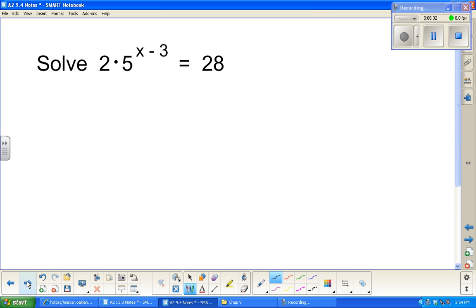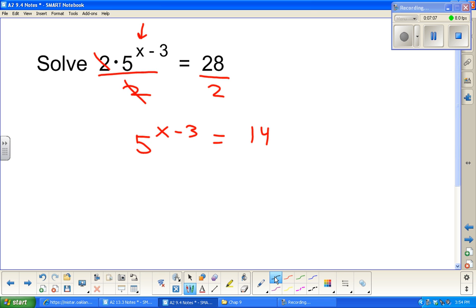Okay, next problem here. Another one where our variable is built into the exponent somewhere. When you see that, that should be your clue. We're trying to solve for an exponent, so we're going to have to somehow use logarithms. Let's see what we can do. Let's get the variable by itself as much as we can. That 2 sitting out front needs to get divided out first. If we divide both sides by 2, we'll have 5 to the x minus 3 power now equals 14.